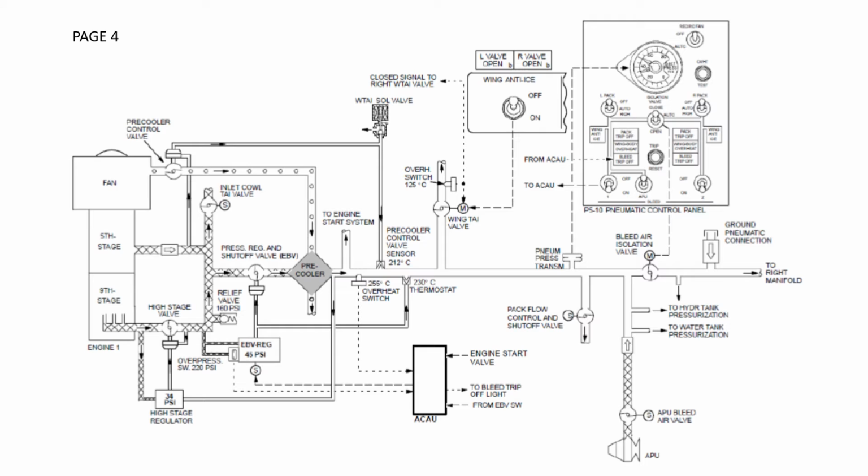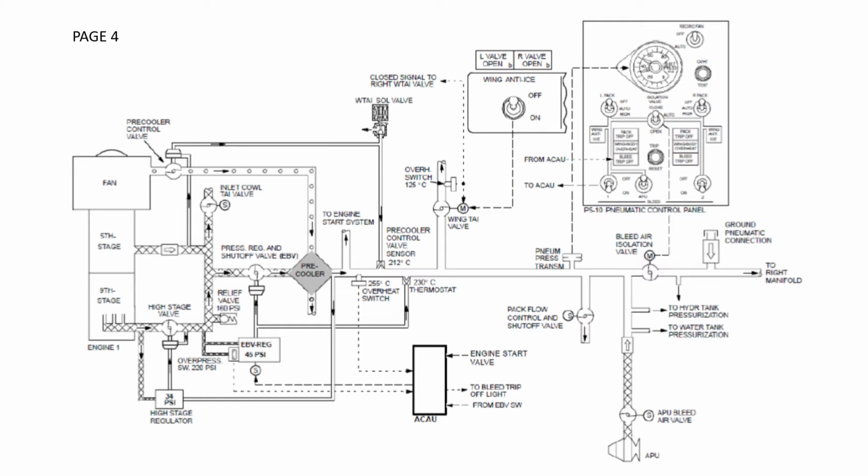The 5th stage air then passes through the pressure regulator and shutoff valve, or engine bleed valve, and that's controlled by the engine bleed switch on the control panel. The other thing we need to be concerned about is temperature. So we regulate the temperature by having a pre-cooler in the system that uses fan air as the cooling medium. And the fan air is controlled by a fan air control valve, or pre-cooler control valve, and that regulates how much fan air flows over the pre-cooler to maintain the temperature. And what we're aiming for is around about 212 degrees.